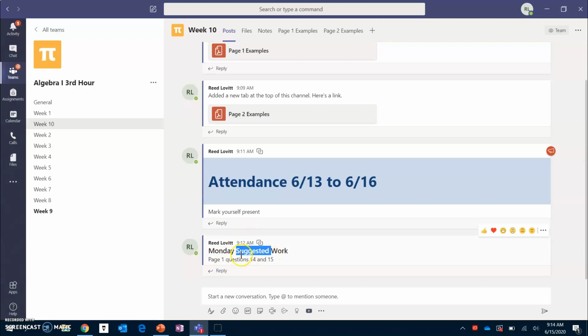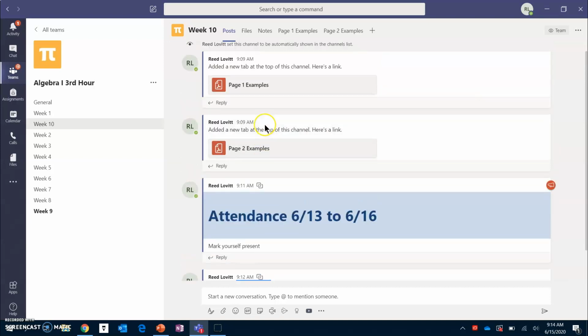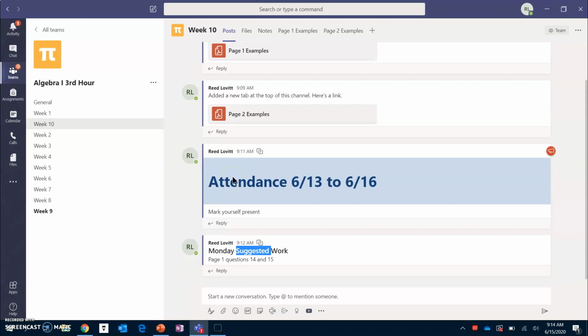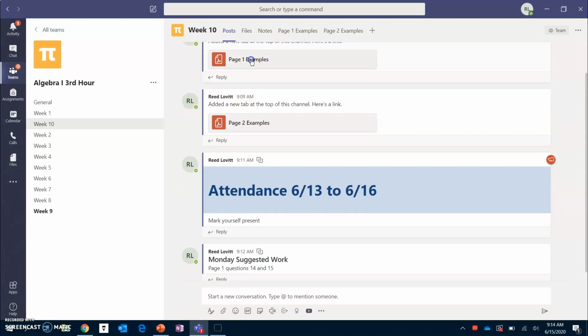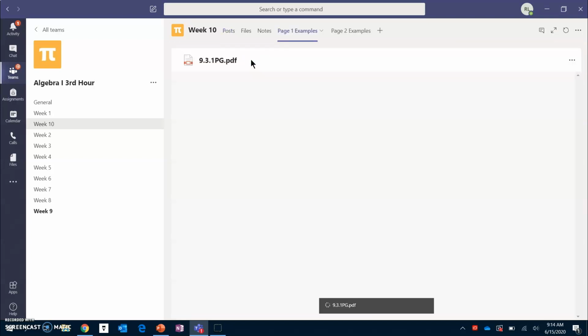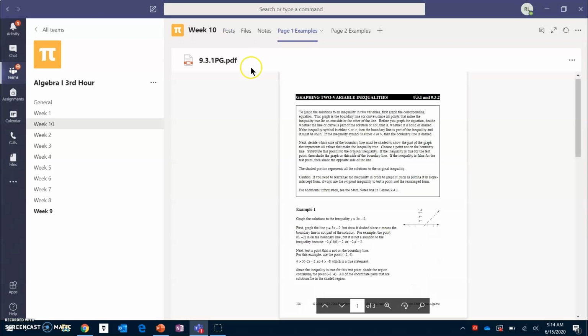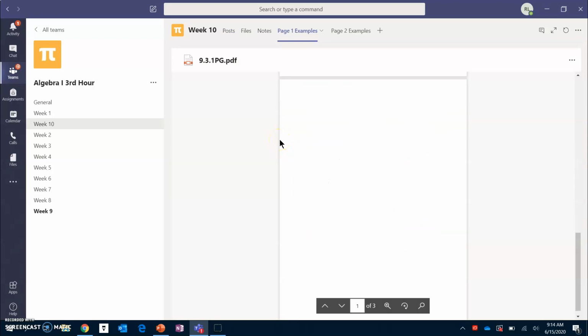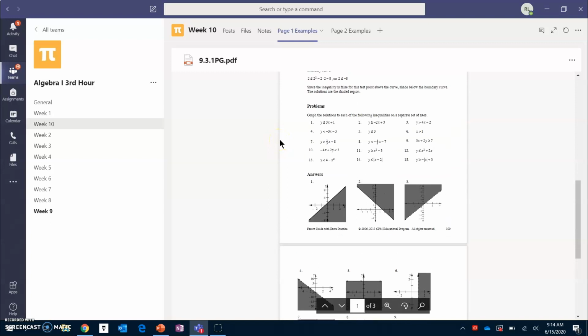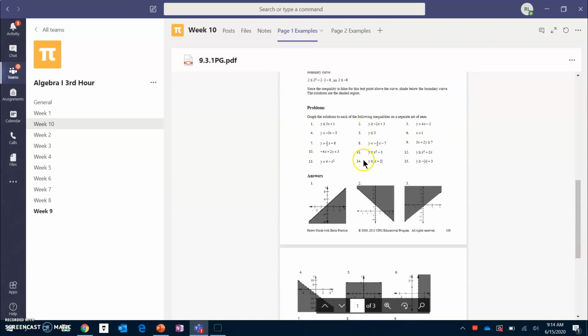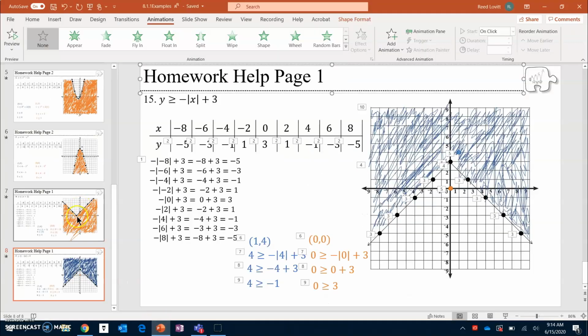Since there's no assignment, you're going to have to use where it says page 1 examples and page 2 examples. So we're going to go to page 1 examples, and we scroll down. The questions are at the end, so we want to see where it says problems. We're doing 14 and 15.